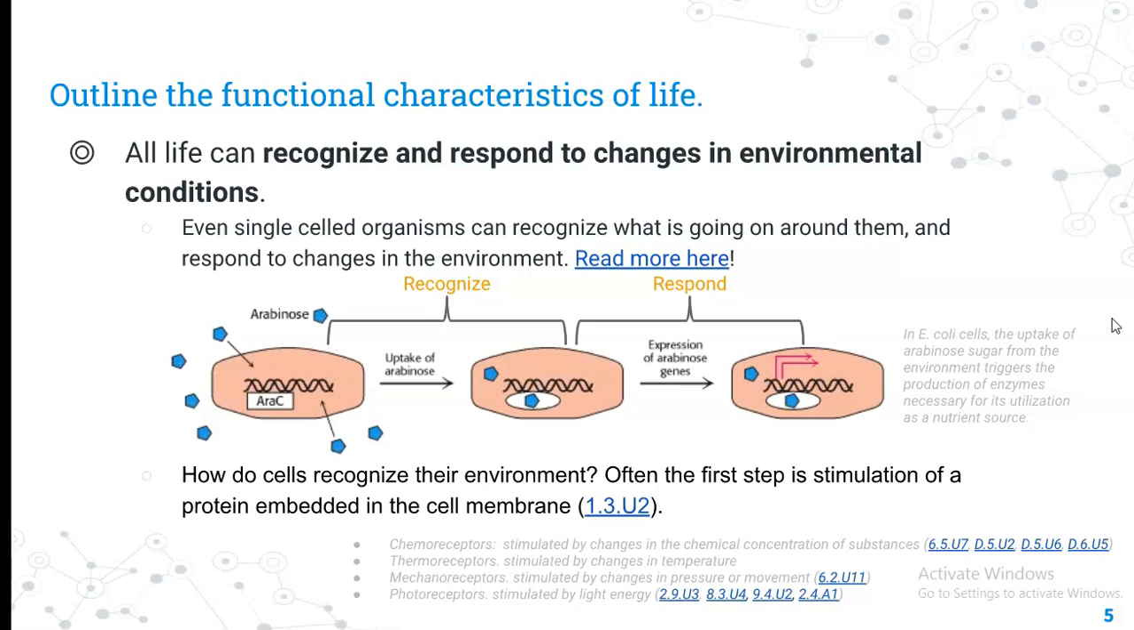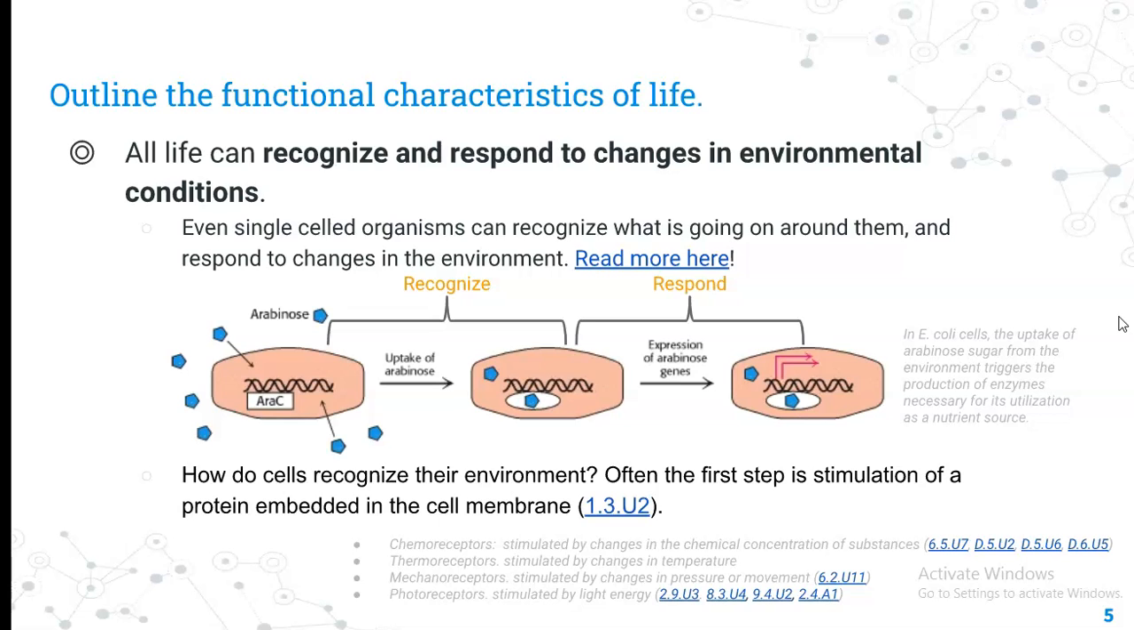The second characteristic of life is that all life can recognize and respond to changes in environmental conditions. Even single-celled organisms can recognize what is going on around them and respond to changes in the environment. How do cells recognize their environment? Often the first step is stimulation of a certain protein that is embedded in the cell membrane.